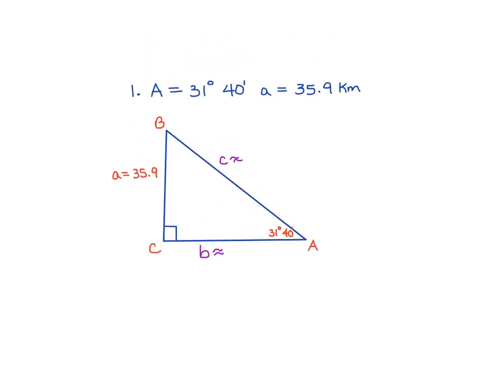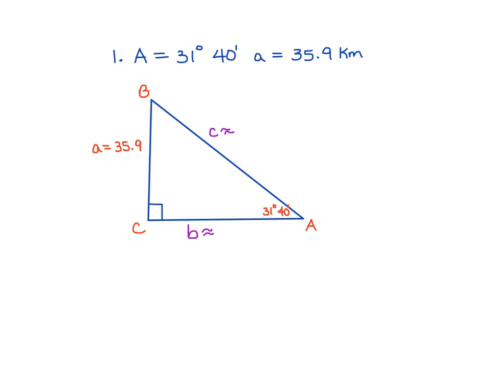When we solve right triangles, what we're doing here is finding every missing piece. So I need to find a number for every side and every angle in my triangle. So in my first example, I've been given the measurement of angle A. It's 31 degrees and 40 minutes. And I've also been given one of my side lengths. And I've labeled this as lowercase a. Now, I need to find the measure of angle B. I need to find the side length of B and the side length of C.